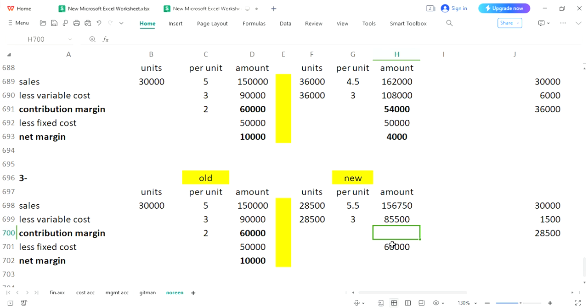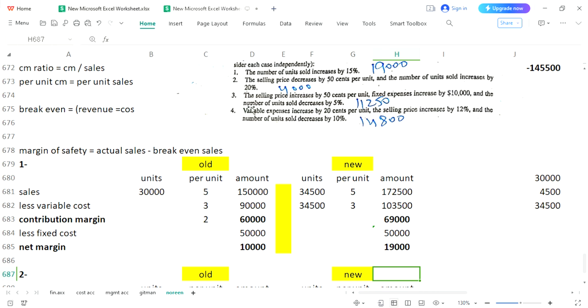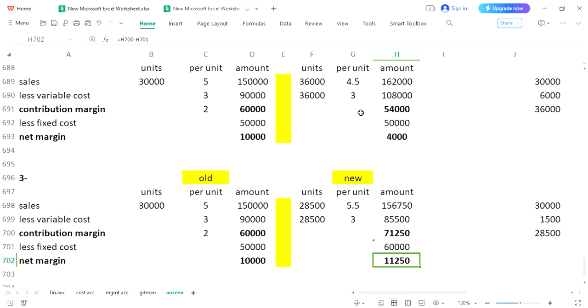It's time to calculate contribution margin by subtracting variable cost from sales. Your sale is 1,56,750. Subtract your variable cost, which is 85,500. You have got your contribution margin. Now it's time to calculate your net margin by subtracting fixed cost from contribution margin. Your contribution margin is 71,250. Subtract your fixed cost, which is 60,000. Here you have got your net profit margin of 11,250. So number 3 has been solved and its answer is 11,250.